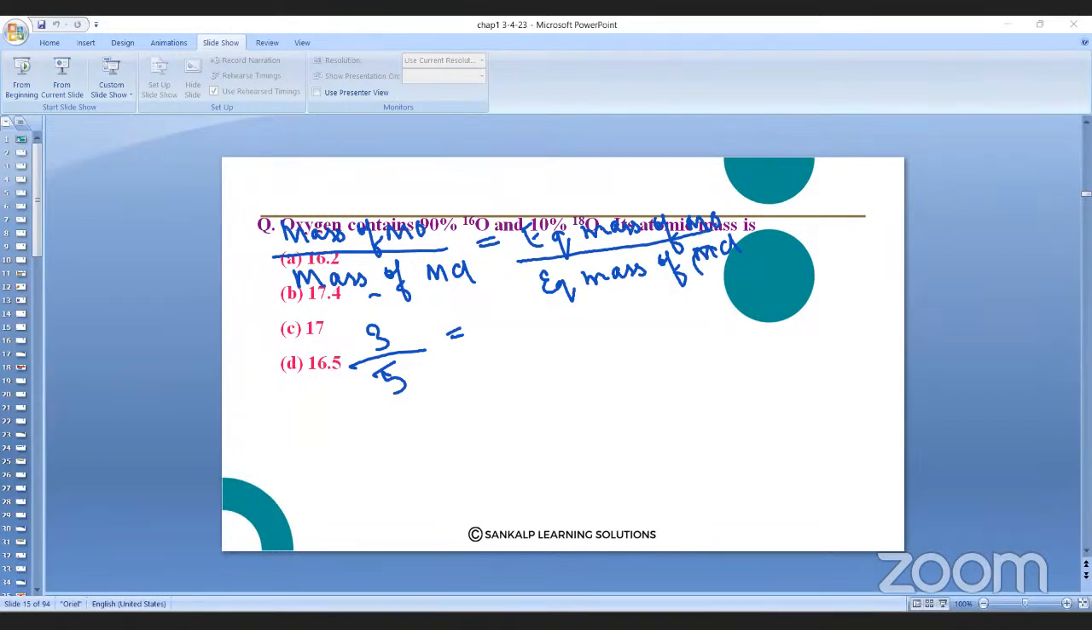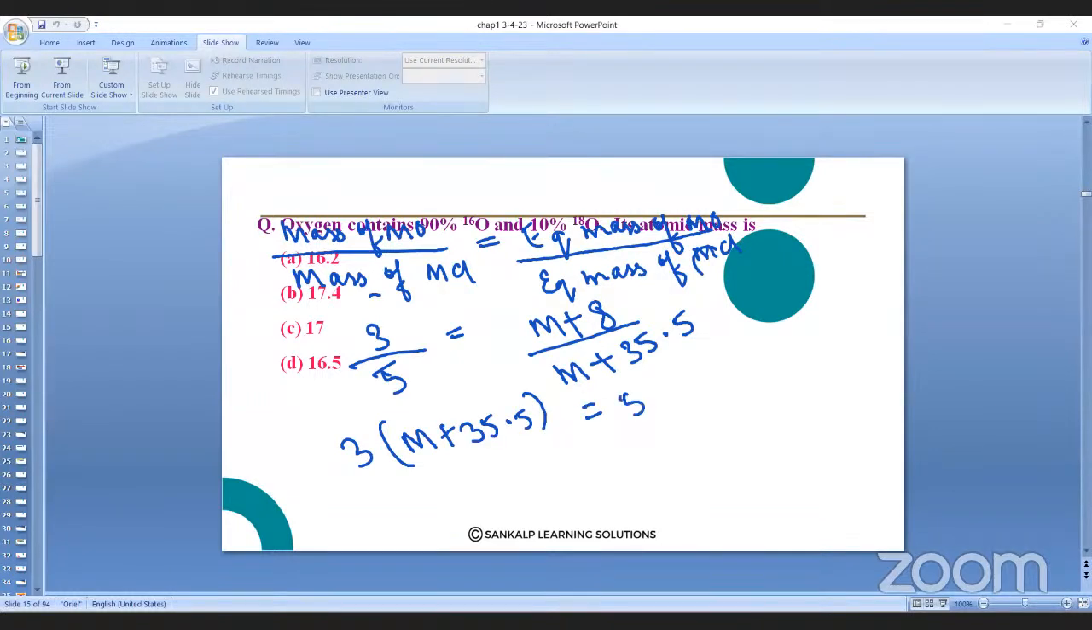So what is the equivalent mass of metal? Metal we don't know, we have to find that. What is the equivalent mass of oxygen? Oxygen, what is the weight? It is 8, right? Atomic weight is 8. Then the equivalent mass of metal chloride. Here also metal we have to find out. Then chloride, what is chloride? 35.5. So now we'll cross multiply. How will it be? 3 into m plus 35.5 equals 5 into m plus 8.